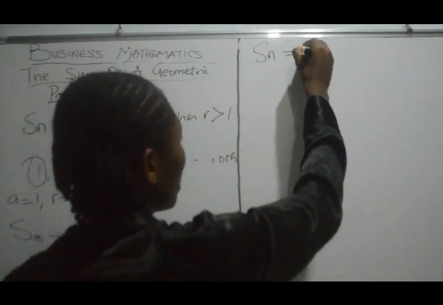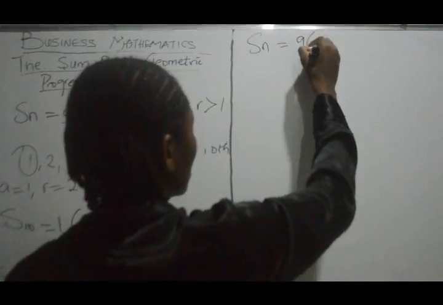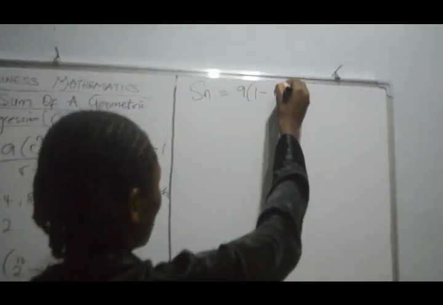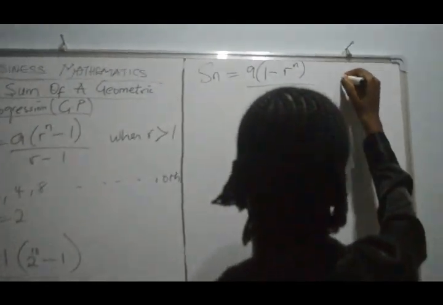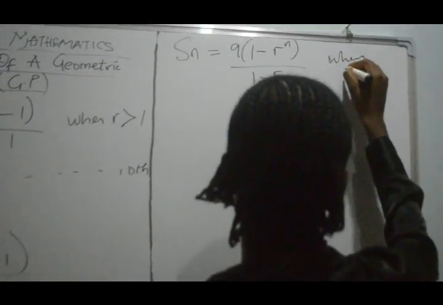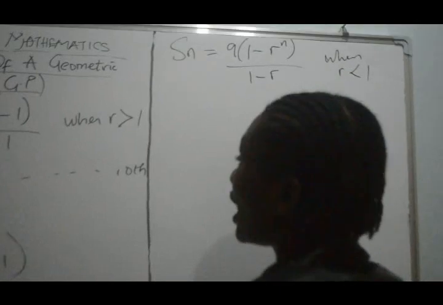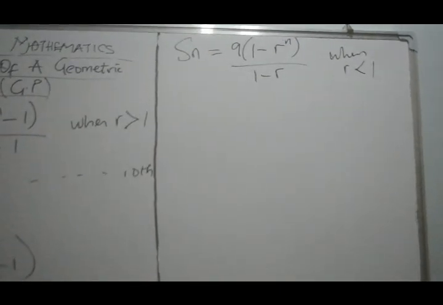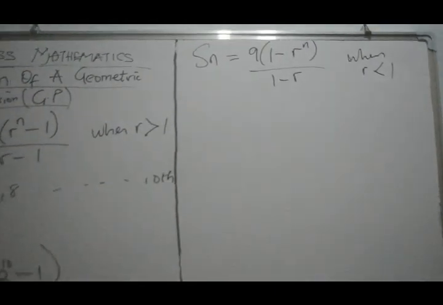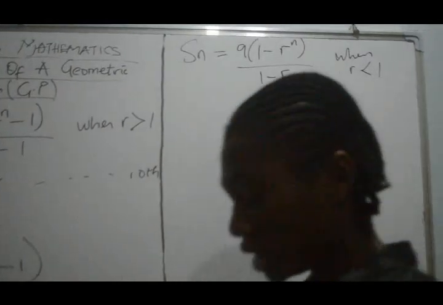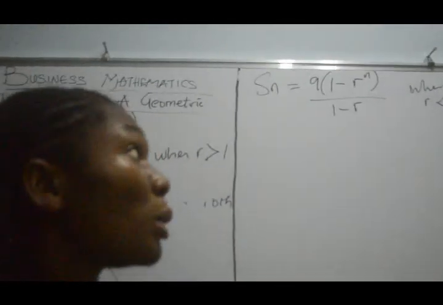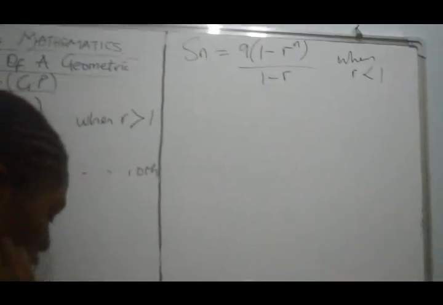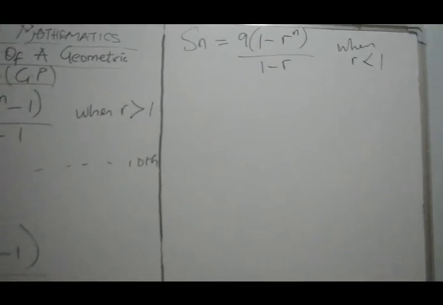Okay, in that formula we'll be having a times 1 minus r raised to power n over 1 minus r. This formula holds when our r is less than 1. Are we together? Those are the two conditions I was telling us about, where we can have that our r is greater than 1 and our r is less than 1. So I'll be taking an example for where r is less than 1.